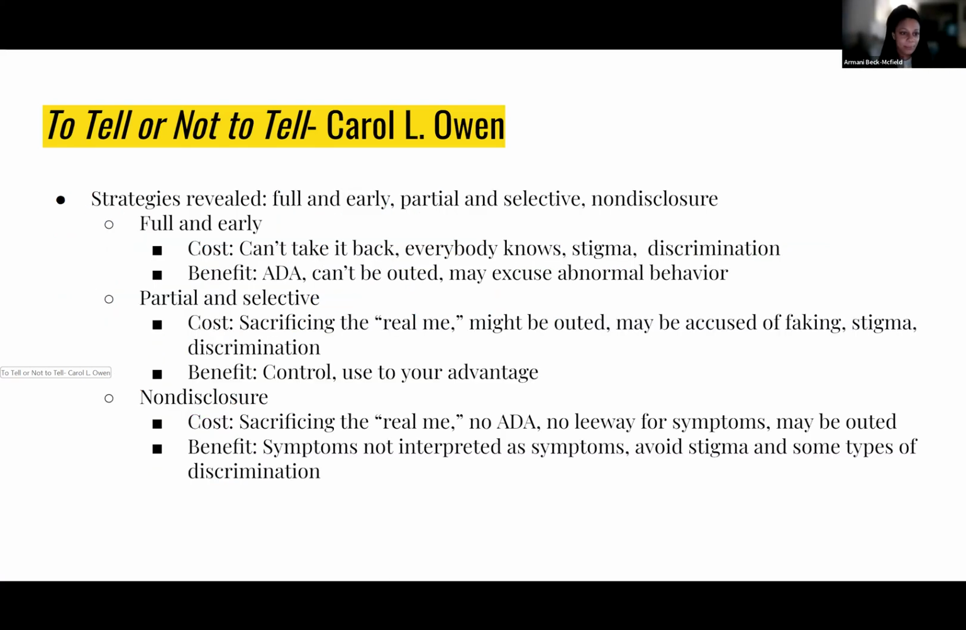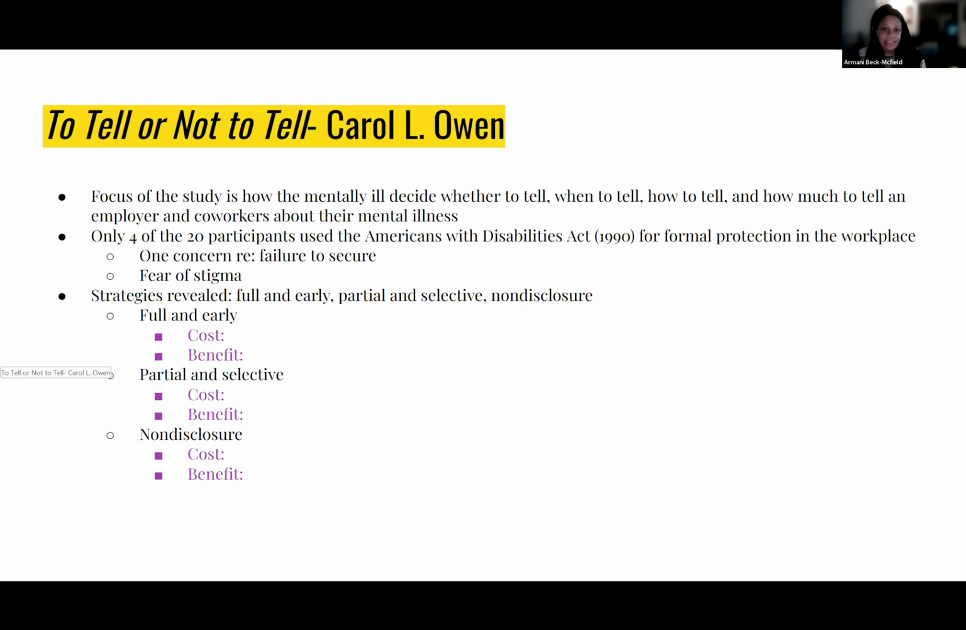So here are some examples. Telling everybody up front, fully and early, a cost is you can't take it back. Everybody knows the stigma's there and you could be discriminated against. Yes, there is the ADA Act that's supposed to prevent discrimination, but there's also laws about racial discrimination and gender discrimination. And we know it still happens. And so, yes, this act is supposed to decrease discrimination, but let's be honest, it's still going to happen.